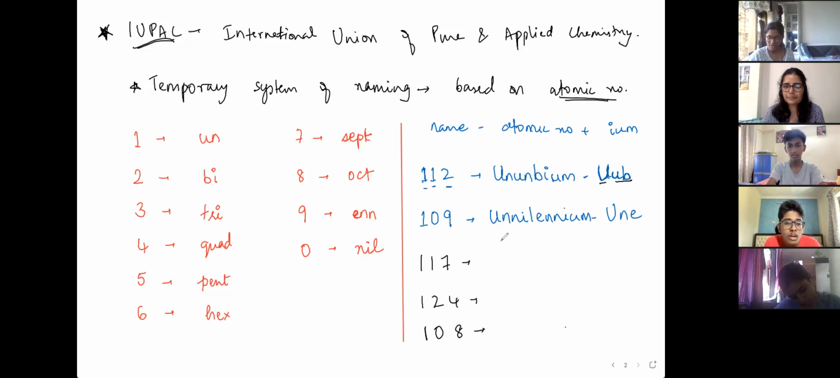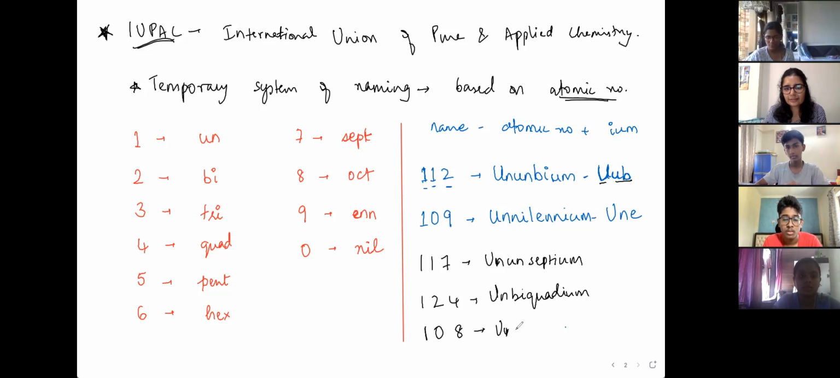Yeah. Names, pretty much all of you have got it. Absolutely right. So this is unseptium. This is unbiquadrium. And this is unniloctium. Yes. So this is UUS. This is UBQ. And this is UNO.